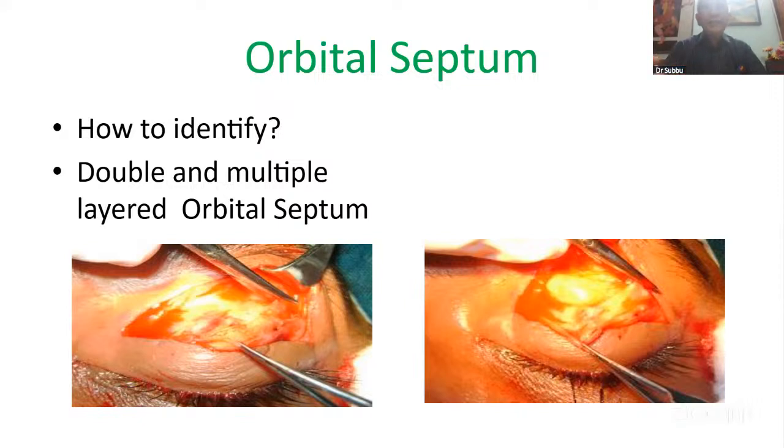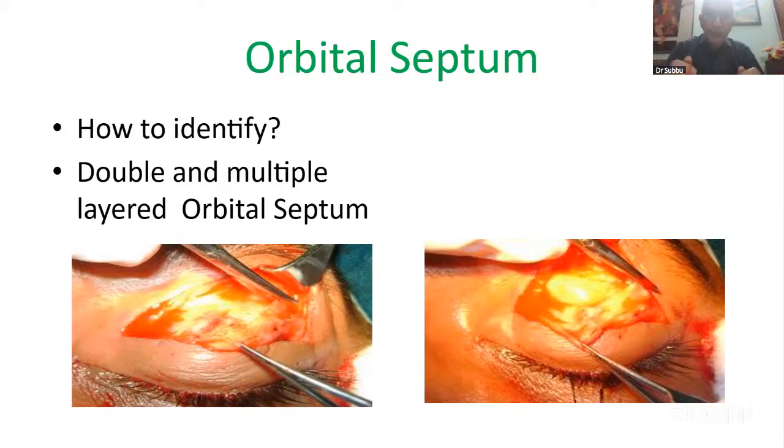Similarly, in congenital ptosis and occasionally in acquired ptosis, you can find some amount of muscle being infiltrated with fat. One more thing to remember is that the orbital septum need not be a single layer. In some people, near about 15 to 20% in my experience, there are 2 to 3 or 4 layers of orbital septum. So how to identify that?